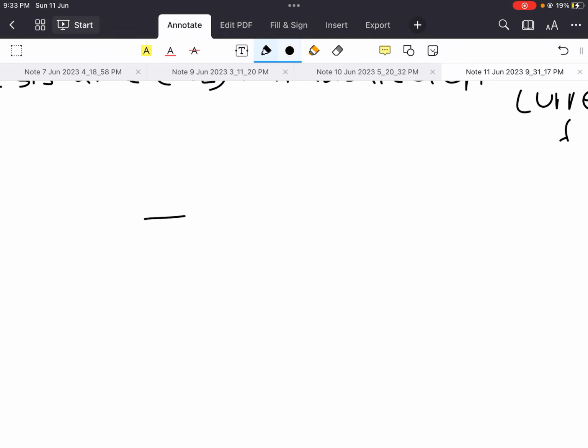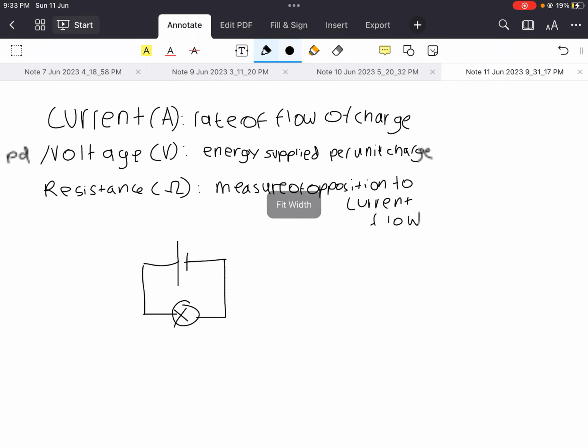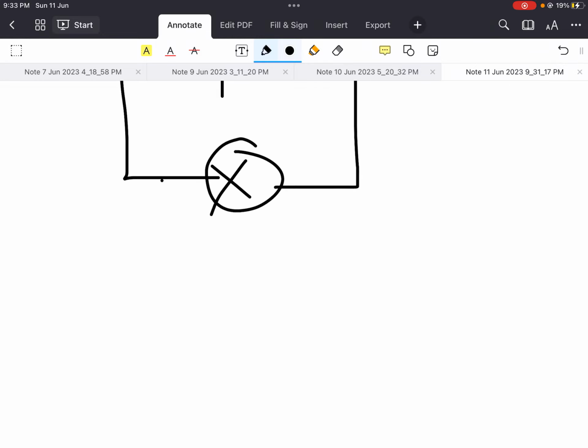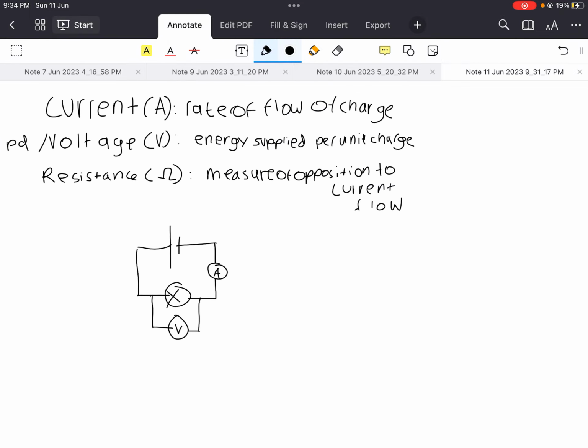So let's start off by drawing a circuit. Very, very basic circuit. Let's say you have a cell and you have a filament bulb. Now, how are you gonna measure current and voltage in the circuit? So how you measure voltage is you set up a voltmeter parallel to the filament bulb, and you set up an ammeter in series with the filament bulb. So that's the difference. You set up a voltmeter parallel to the filament bulb, and you set up an ammeter in series to the filament bulb.